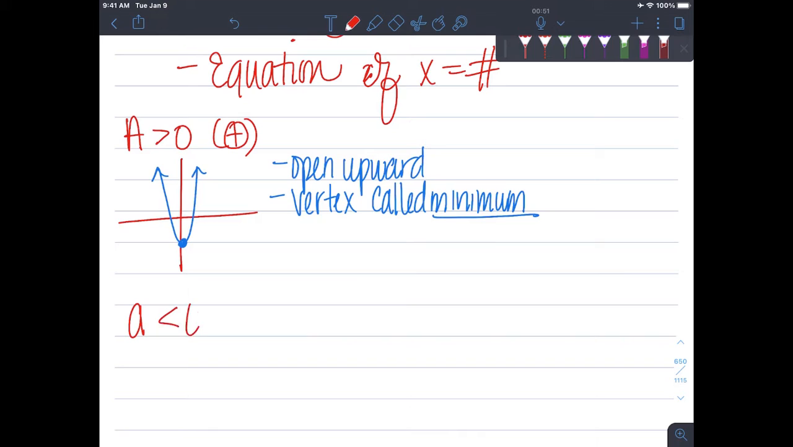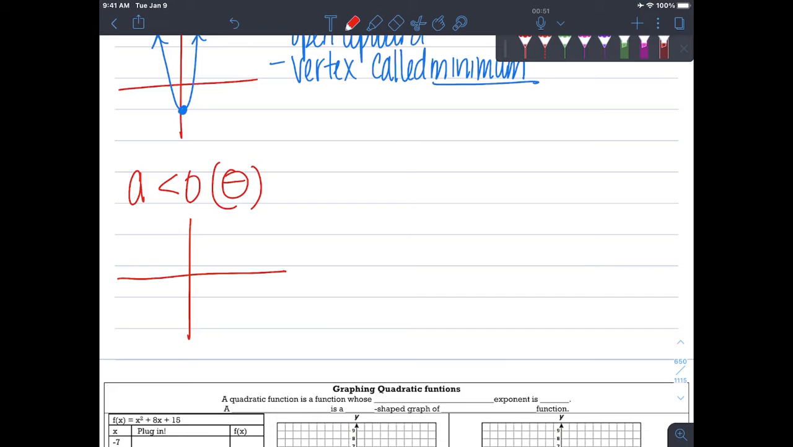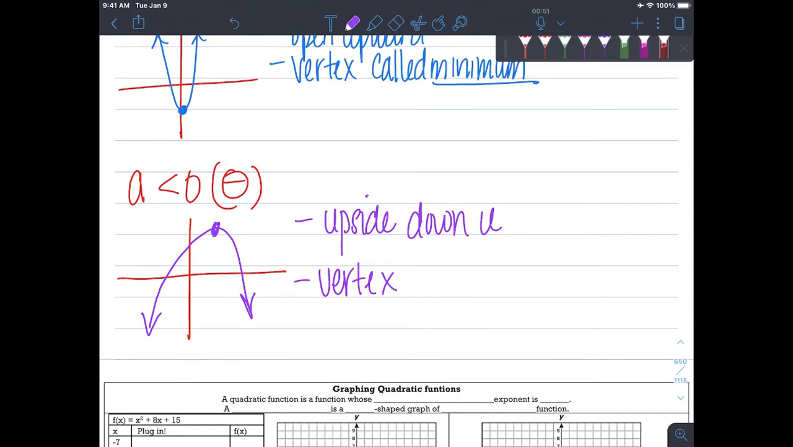However, when a is less than 0, also called negative, my graph is going to look slightly different. It's going to look like this, an upside down U. And my vertex is called a maximum. Why? Because it's the highest value we have. The words minimum and maximum are referring to my y value, so how high up or how low down. We don't care where it's at on the x-axis.